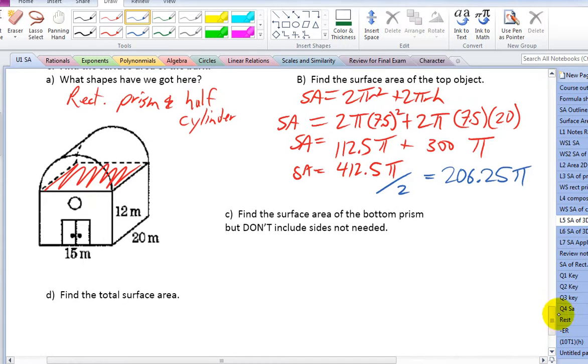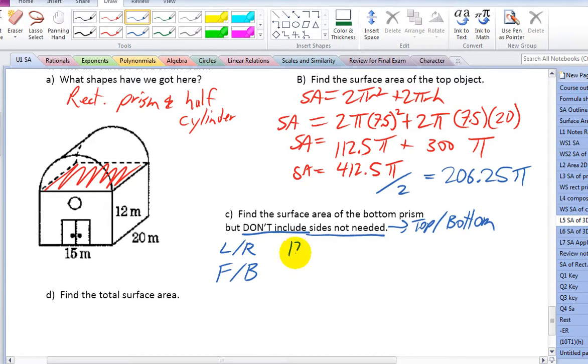Good. So now we're going to do what Sarah was talking about earlier. Let's just not include the sides, not needed. So all we have is a left and a right, and a front and a back. Do not include the top or the bottom. They're not needed. That way we don't have to subtract anything later. Okay, so we're just going to omit the calculations at the beginning.